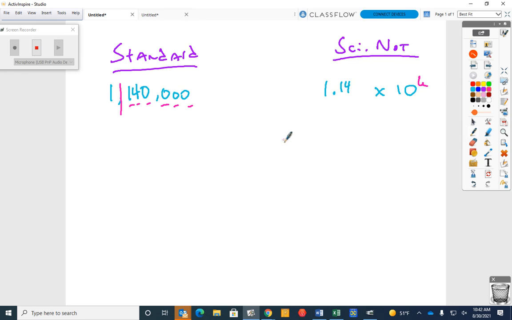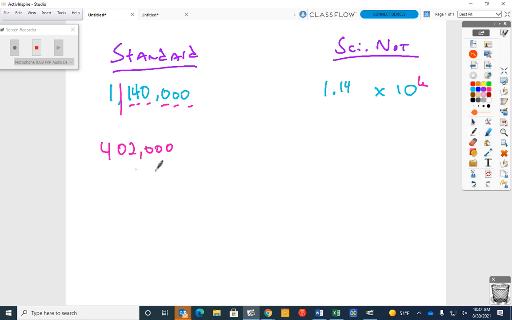Now, sometimes you have a number that's separated by a 0, meaning there's a 0 between non-zeros. What does that mean? Let's say I had something like this: 402,000. I'm still going to do this the same way, except I'm going to include my 0 as part of my decimal. What does that mean?